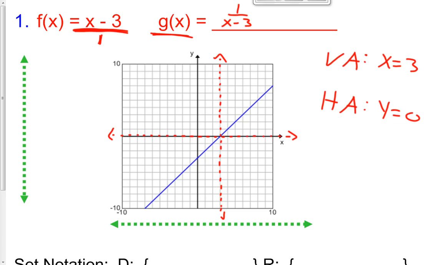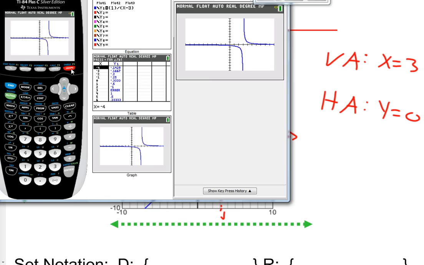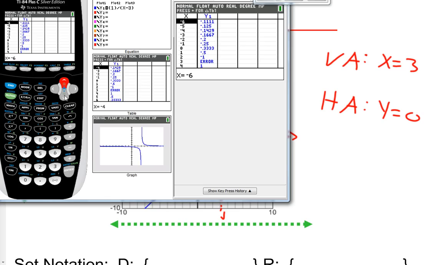So now, just as we graph rational functions, let's pick 2 points to the right of our vertical asymptote and 2 points to the left of our vertical asymptote. So our asymptote was at x equals 3. So here's the points that we're going to plot. These are the 2 points closest to the asymptote on the right side, and these are the 2 points on the left side. So we'll graph those 4 points.